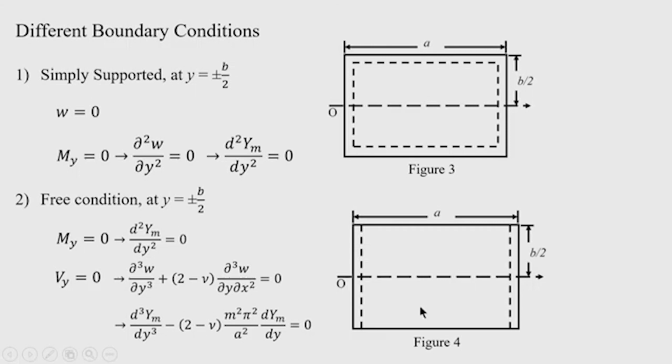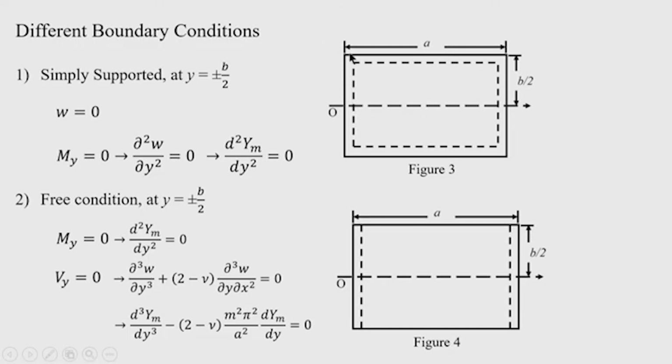Okay. Now, different boundary conditions for this condition, say two edges are simply supported. So, if I take the x axis here running through the middle of the vertical edges, then at y equal to plus minus b, suppose this is the positive direction of the x axis.